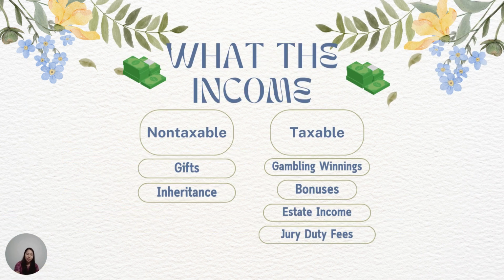So here we've sorted other types of income into taxable and non-taxable sections. Non-taxable income would be things such as gifts or inheritance, whereas taxable income would be things like gambling winnings, bonuses, estate income, jury duty fees, etc.